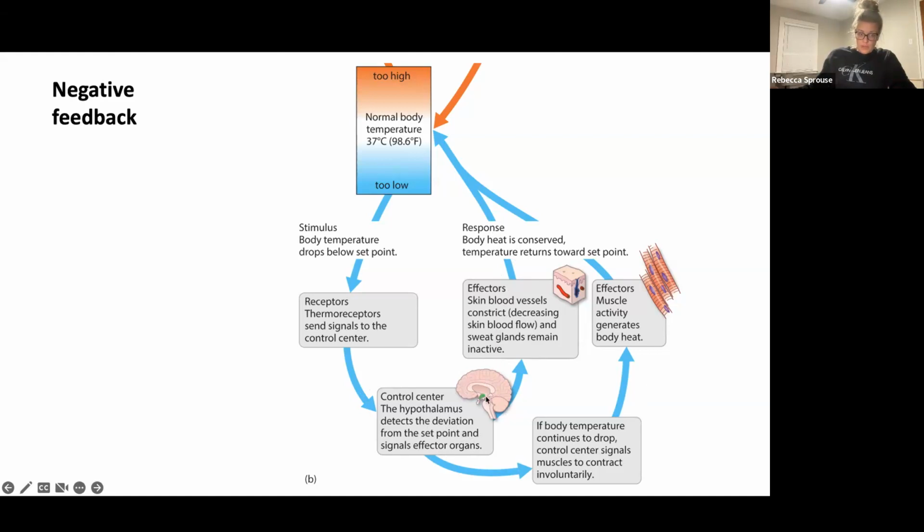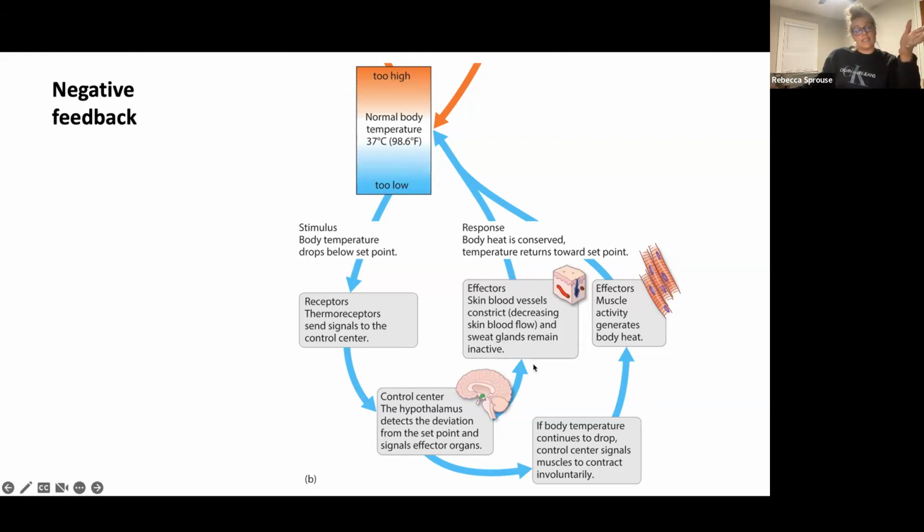So the short loop is going to be that your blood vessels are going to constrict, which I said when they expand, that releases heat to the environment. Well, we don't want to do that, right? We want to hang on to that heat as much as we can. So your blood vessels are actually going to constrict. And then your sweat glands, we're not going to use them, right? So they're going to become inactive. And then hopefully you return to your set point that way.